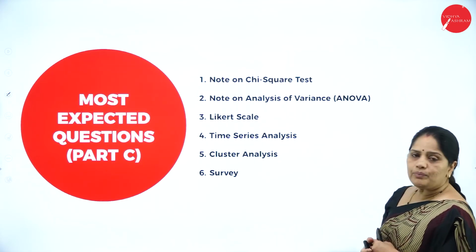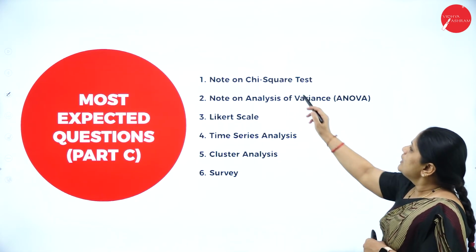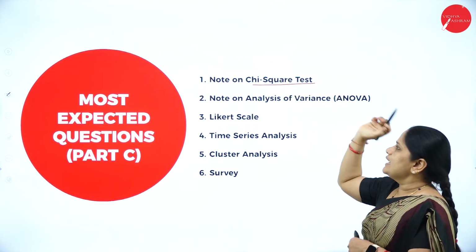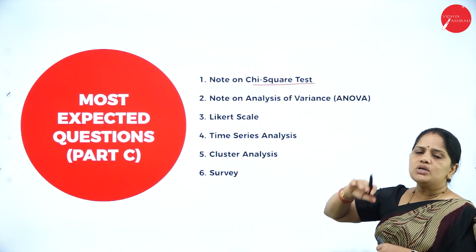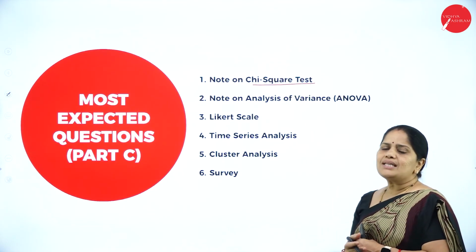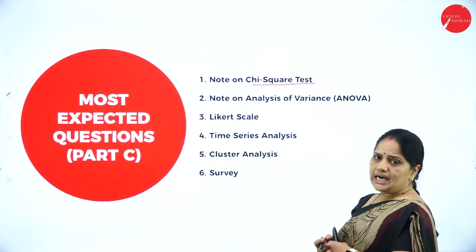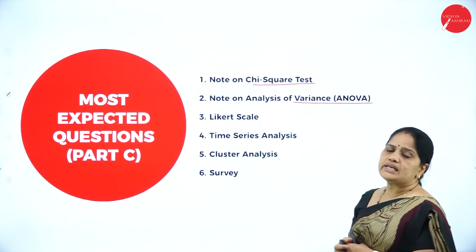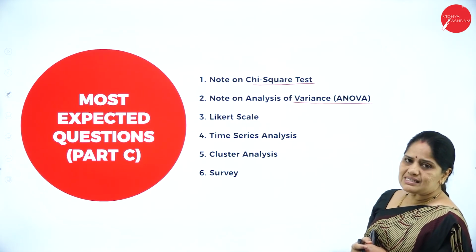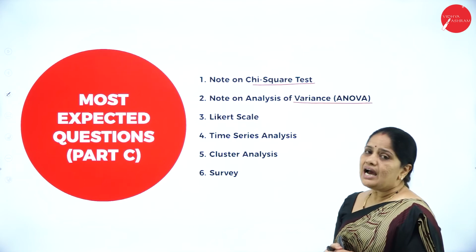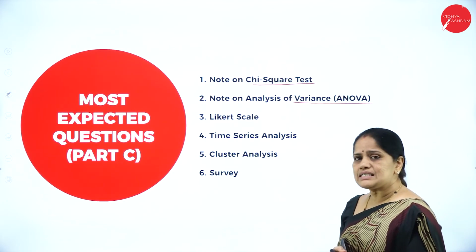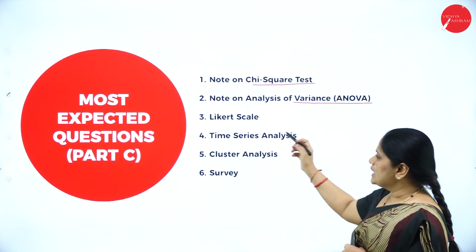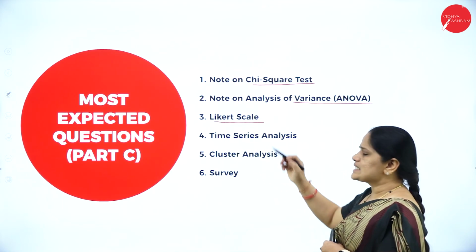Now, coming to part C, we have a note on the chi-square test. Now, this is one of the most important tests. So, based on the hypothesis, you make use of the chi-square test. Then, a note on the analysis of variance, that is ANOVA. So, what is ANOVA? When it is used, how it is helpful in business research, that we have to write here. Then we have the Likert scale.